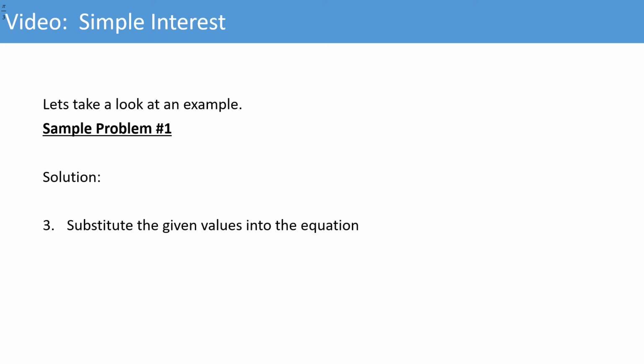Substitute these values into the equation. I equals PRT: 700 times 0.04 times 5 equals 140.